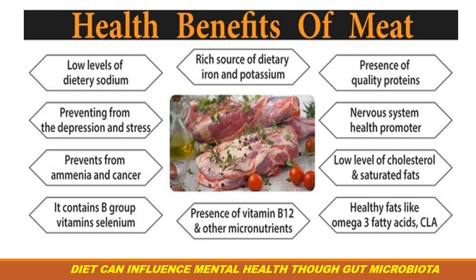So far I have spoken about the first and second parts. The first part was the basics about the life process. The second part was about the nutritional aspect. Now the third aspect is about the health benefits of meat. I have mentioned all the nutrients. Briefly, I am going to highlight their function in health in some specific cases. Especially, it is low in dietary sodium, which is good for health. It prevents depression and stress due to meat in the diet.